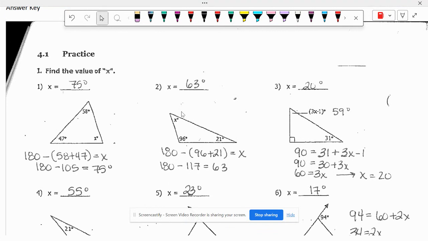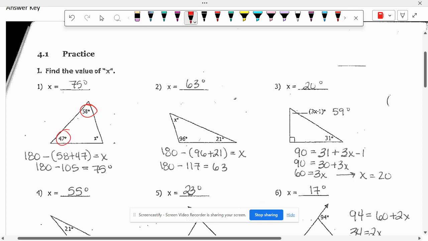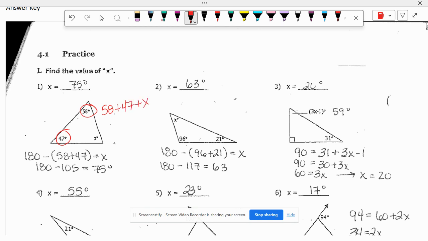So you notice that I've just set each one of these. I'm going to sum these two together, 58 and 47, take the sum of those, and then subtract that from 180. It's no different than writing 58 plus 47 plus x equals 180. I honestly think this is the way that Chandler was solving his problems, same way that I do. I think of it as a subtraction problem rather than an addition problem, but it still works the same way. So number one, x equals 75 degrees.